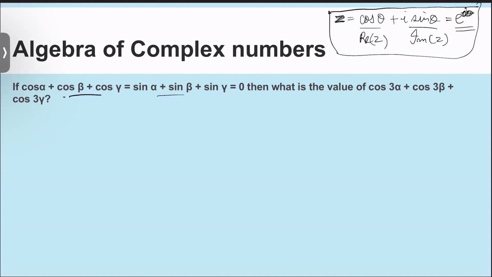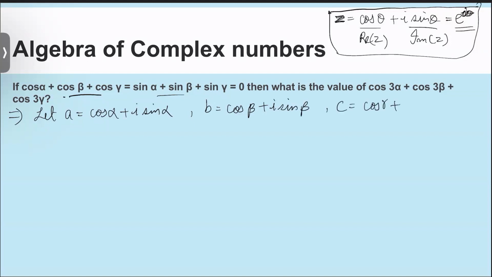Now we will find the solution as follows. Let A be equal to cos alpha plus i sin alpha, then B is equal to cos beta plus i sin beta, and C is equal to cos gamma plus i sin gamma. So we are considering three terms A, B, C, written in the form of cos and sine of alpha, beta, gamma.